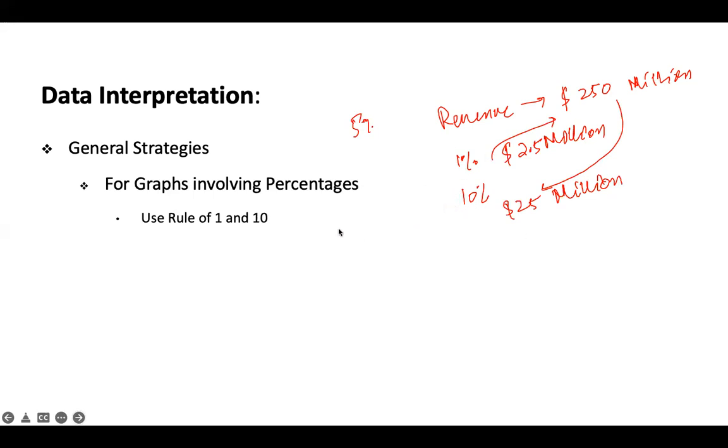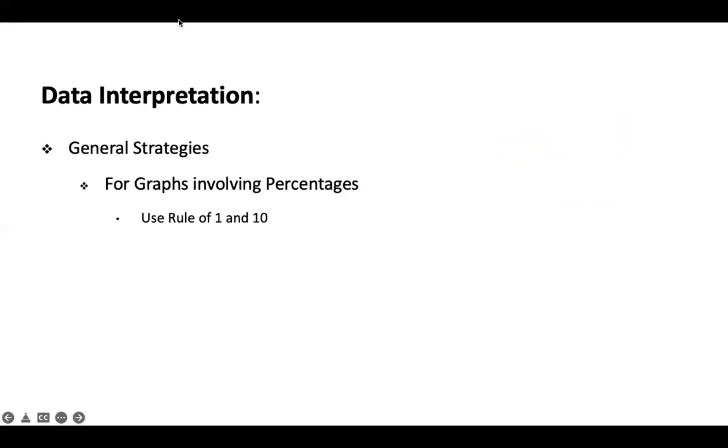So whenever you see such questions involving percentages, quickly convert into 1% and 10% and just use those values. Try to avoid the use of the calculator as much as you can, because it is difficult to use a calculator and it is very slow. If you start using the calculator, that will literally waste your time, right?